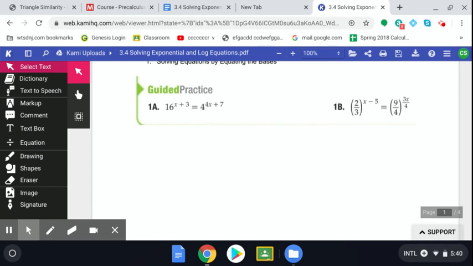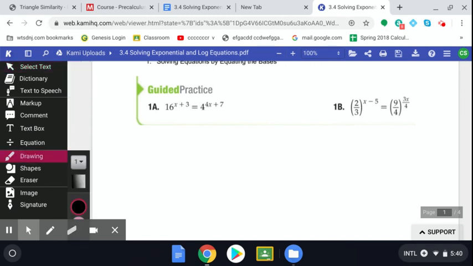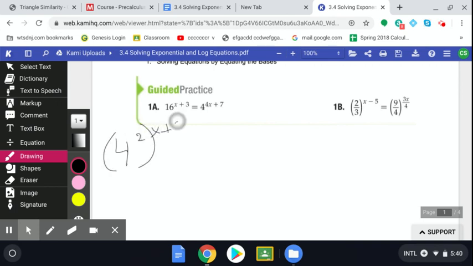It says 16 to the x plus 3 power is equal to 4 to the 4x plus 7 power. This is the method you should always try to use first. If you can make the bases the same, you should always try to do that as far as solving exponential and log equations. So what I'm going to do is rewrite 16 as a power of 4, because that way I can make the bases equal. I'm going to write 16 to the x plus 3 as 4 squared to the power x plus 3, and that is equal to 4 to the 4x plus 7.